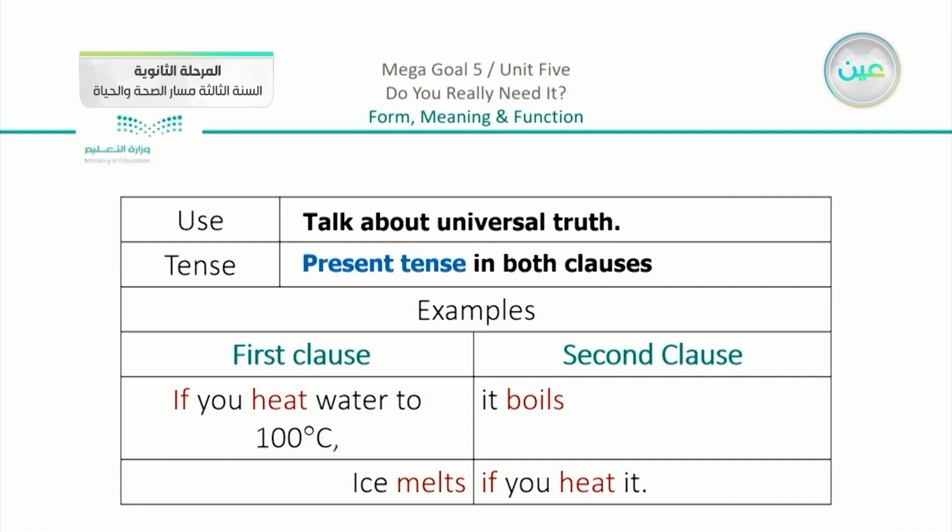We have here the examples. Now the first one: if you heat water to 100 degrees centigrade, it boils. So you can see that we have here the if clause and the main clause, and both of them have the present simple. If you heat, it boils. So depending on the pronoun here, we decide either to add the s or not add it, but they are still present simple, both of them.